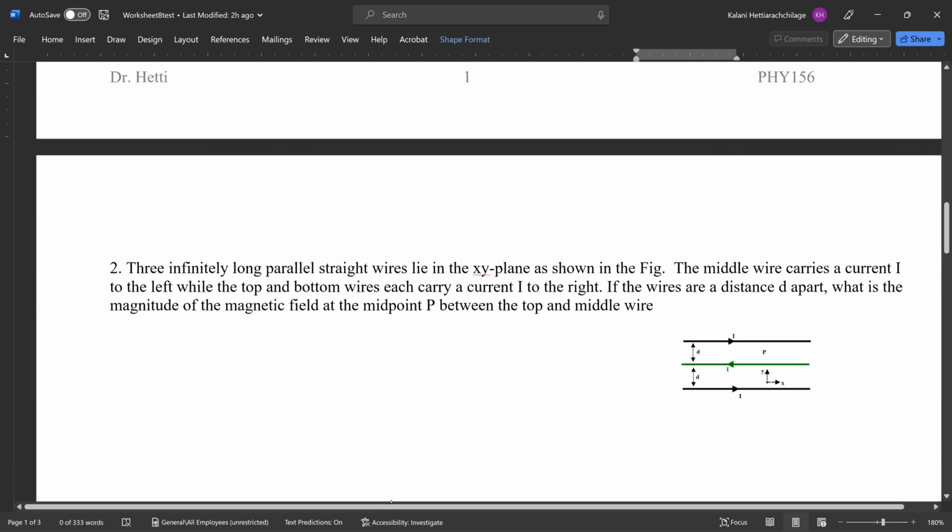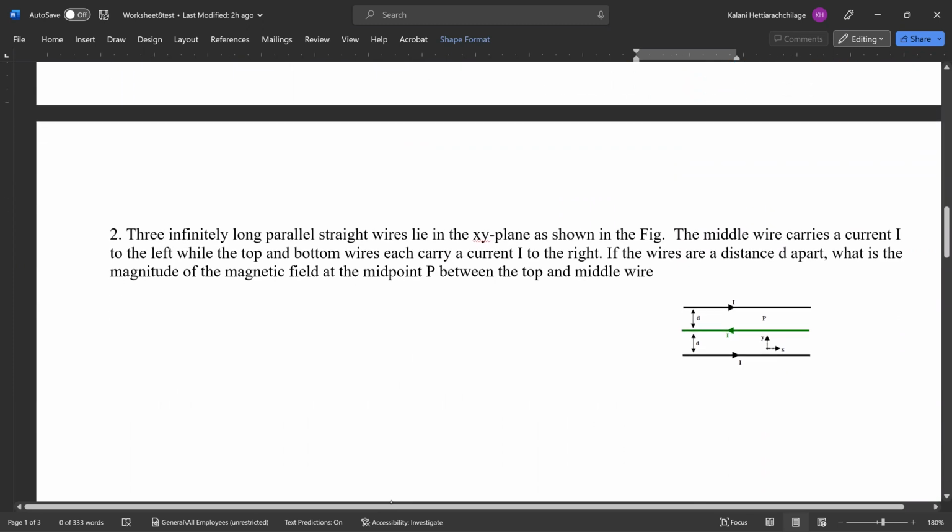Okay, so now the next question. In the next question, you see that I have 3 straight wires. According to the figure, the middle wire carries the current I to the left, the bottom wire carries the current to the right, and the top wire carries the current to the right. All have the same current. If the wires are distance d apart, what is the magnitude of the magnetic field at point P? Where is point P? P seems to be in the middle of the top and the middle wire. So let's say it is there, since it's not given. Okay, that is point P.